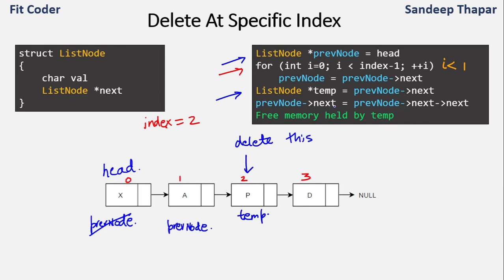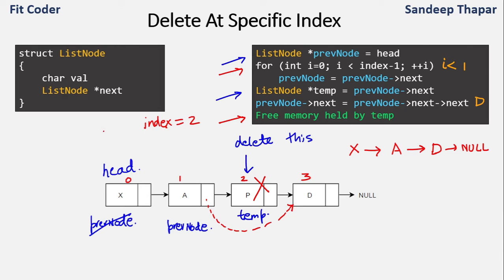So P is now temp. Then we do previous node next is equal to previous node next next. So previous node is A, previous node next is P, and previous node next next is D. So what we're doing is we're pointing the previous node A to D. So now we have joined A to D, and then we free the memory which is held by temp. So we delete this node. So our linked list becomes X, A, D, and null.